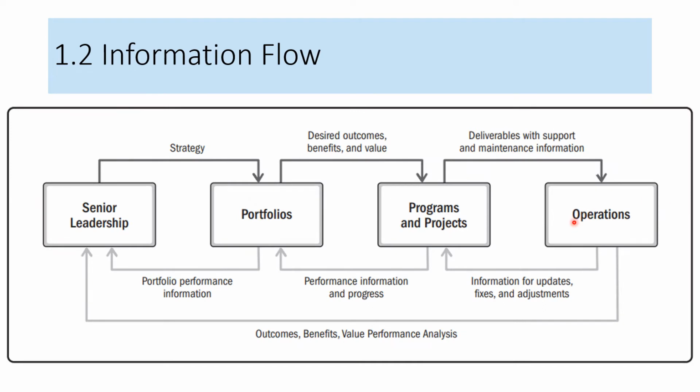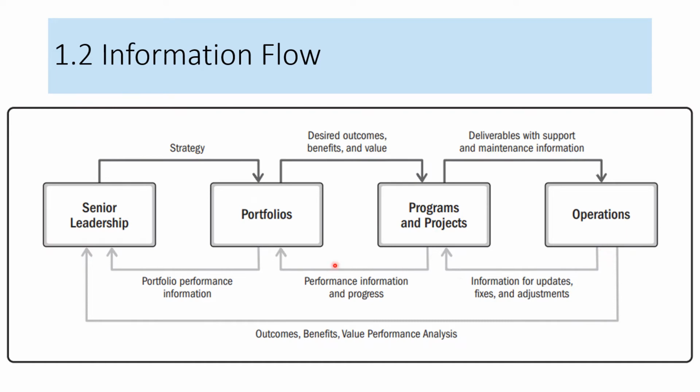How is the information flow within the value delivery system? Right? What are the information flows in value delivery system? We talked about portfolio, program, projects, and operation, which are part of value delivery system, right? So if you look at information flow, a senior leadership communicates and provides strategy for portfolio management leaders. Portfolio leaders provide desired outcomes and benefits for program managers and project management teams, right? Programs and projects, you know, provide information on deliverables with support and maintenance information to operations. So this is how the information flow starts from a senior leadership and goes through till operations.